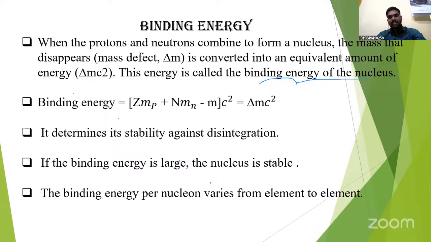If the binding energy is large, the nucleus will be more stable, isn't it? So it may lose some mass, but if the binding energy is more, the nucleus will be more stable. The binding energy per nucleon varies from element to element. Okay.